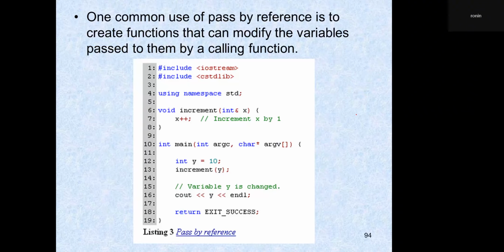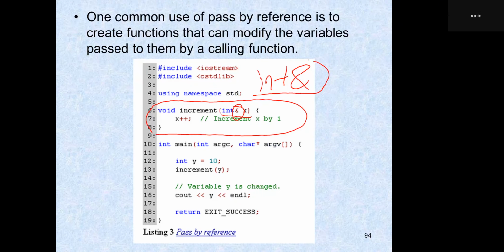Look, this is the example. One common use of pass by reference is to create functions that can modify the variables passed to them by a calling function. Here, increment. This is a pass by reference. Look, int x, there is an address operator. With the address operator, this is a reference. That means x is an int reference. Here, x plus plus. This reference is the original value, not a copy of the original.